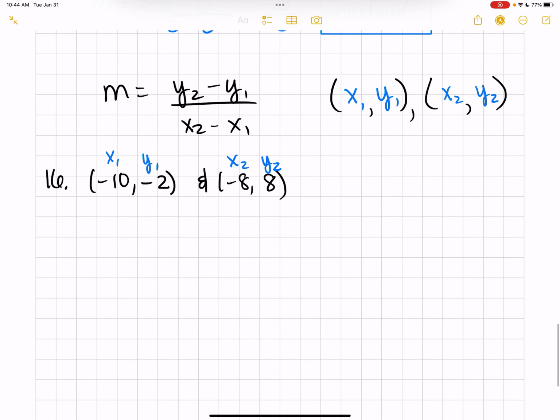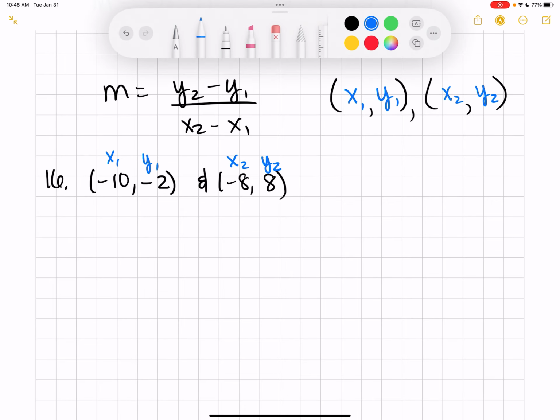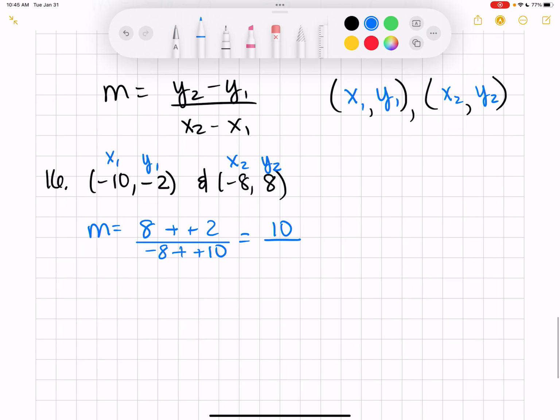Okay, so we have m is equal to y2, so that's going to be 8, minus y1 which is -2, so that's minus a negative, so that's going to become positive, divided by x2, which is -8, minus x1, which is -10. So minus a negative is going to become plus. So I have 8 plus 2 is 10, divided by -8 plus 10, or you could say 10 minus 8, which would be 2.